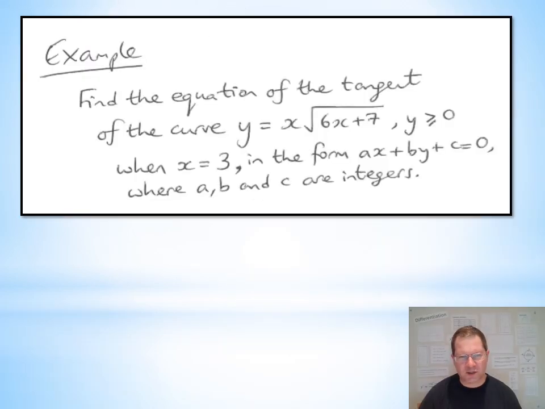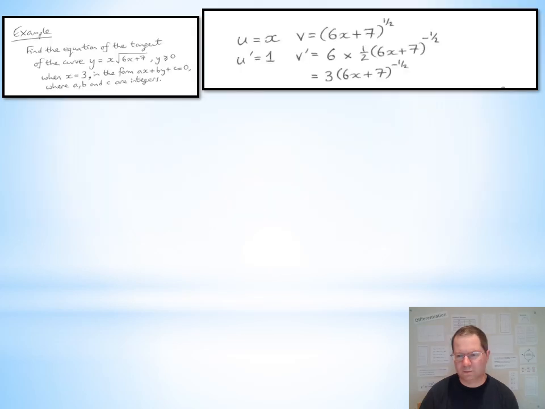And for our second example, we have been asked to find the equation of the tangent of the curve y equals x square root 6x plus 7 when y is greater or equal to 0, when x equals 3, in the form ax plus by plus c equals 0, where a, b, and c are integers. So just like the previous example, first thing I've done is to split it into u and v. So u equals x, v is 6x plus 7 to the power of a half, because it's the square root.